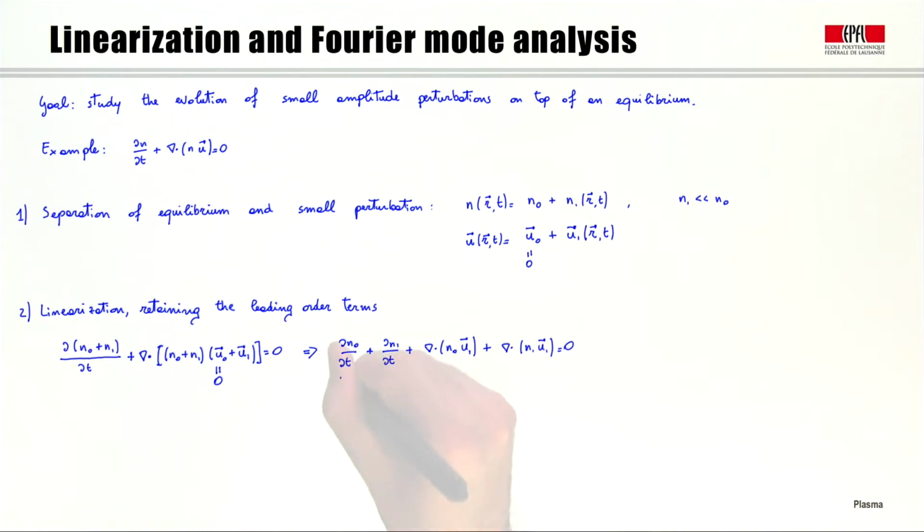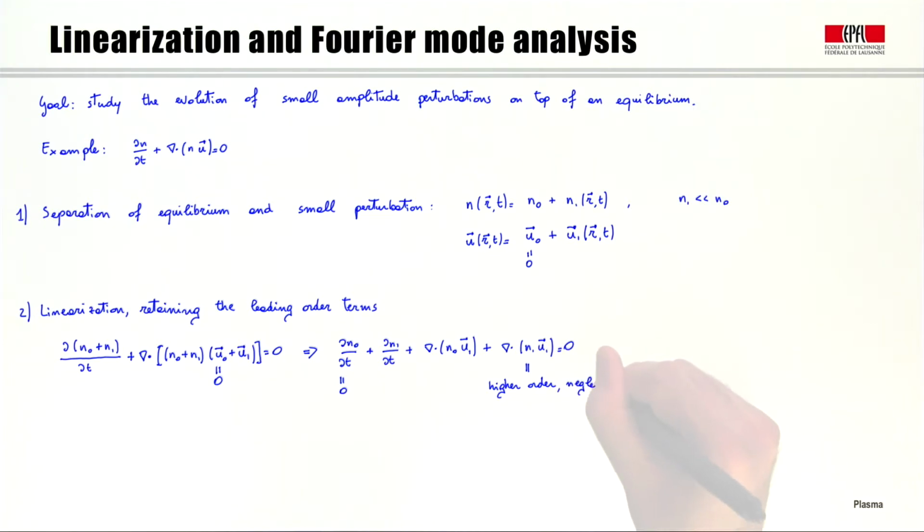And okay, here we have the n1 term, we have n0 u1, and here we have a term that is the product of two quantities that are perturbed quantities, and therefore it is much smaller than the other two terms that we are retaining. It's quadratic in terms of the perturbed quantities, while these terms are linear in the perturbed quantities. This is therefore, in other terms, a higher order term, and therefore can be neglected.